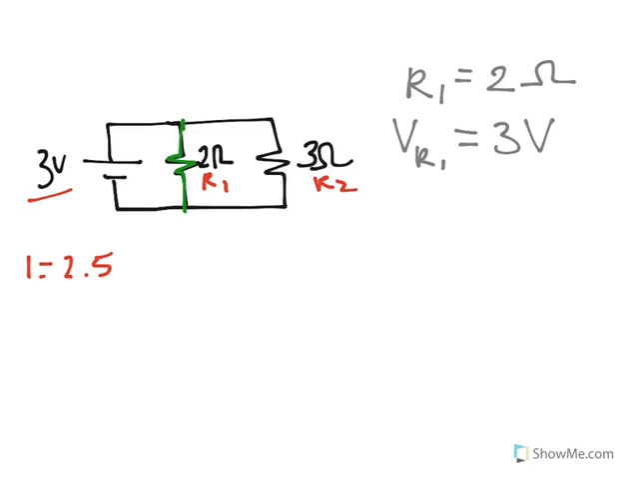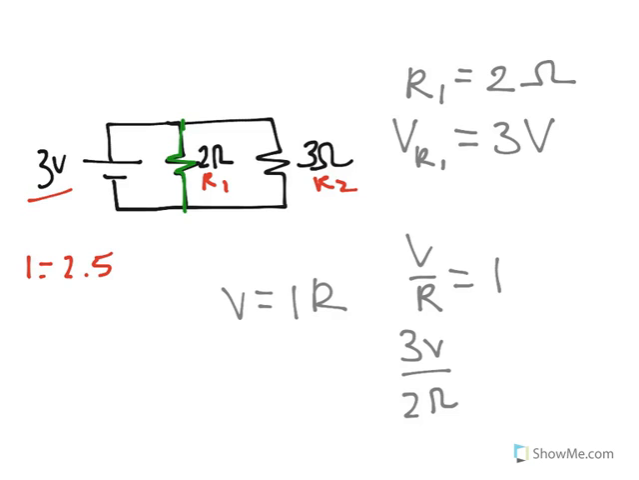So now we can apply V equals I times R again, and we can go ahead and divide both sides by R so that we can just isolate I, and now we're going to fill in with what we know. We say we've got 3 volts over 2 ohms equals, make sure that you know these are I's, equals I, which is 1.5 amperes. So that's the current flowing through resistor 1.